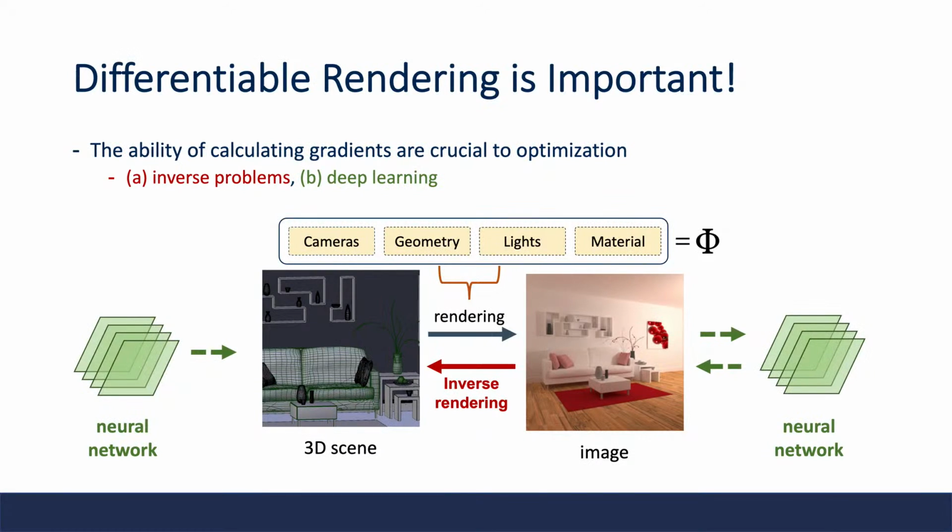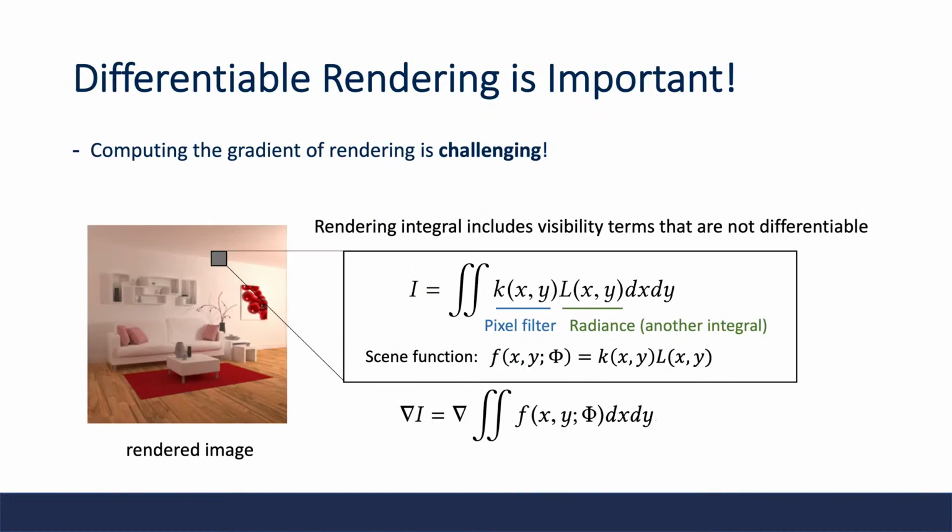For this, we need to compute the rendering gradient. However, computing the gradient of rendering is challenging. In general, this is because the rendering integral includes visibility terms that are not differentiable. For example, taking one pixel from a rendered image, we know the color can be calculated from the rendering equation, where K denotes the 2D pixel filter and L denotes the radiance. The integral usually does not have a closed form solution in general.